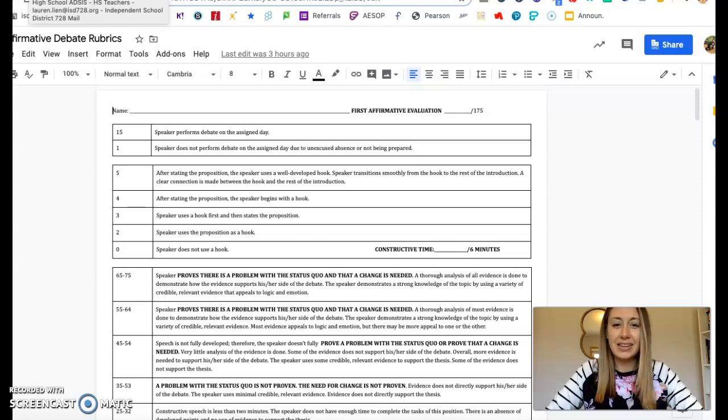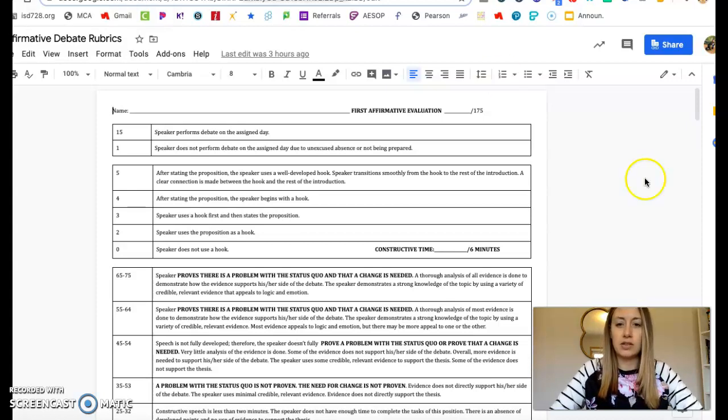Hi friends! These are the rubrics that I will be using to grade you on your debates if you are the affirmative team. So you can see at the top the whole thing is worth 175 points in total. You get 15 points just for performing your speeches on the day that you are scheduled to. You do not get those points if you don't do your debates on the day that you're scheduled.